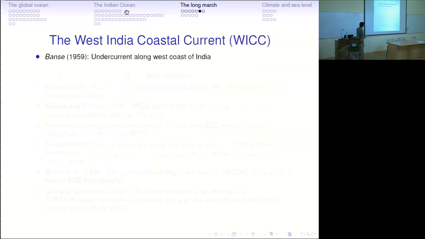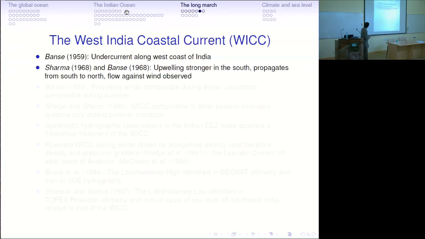The West India coastal current, it was Banse in 1959. Karl Banse is a biologist who spent quite some time in India in the 50s. He pointed to an undercurrent along the west coast of India. In 1968, G.S. Sharma and Banse, in separate papers, pointed out that the current is stronger in the south and that it moves from south to north. There is a current first in the southern part of the west coast, and over time it moves to the north. They already observed that there is a flow against the wind.